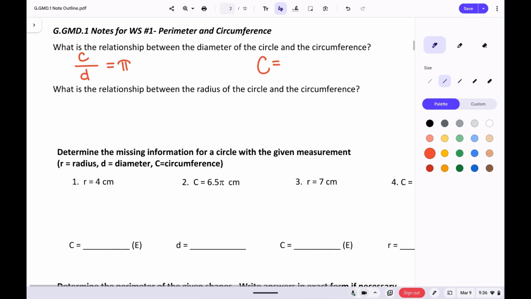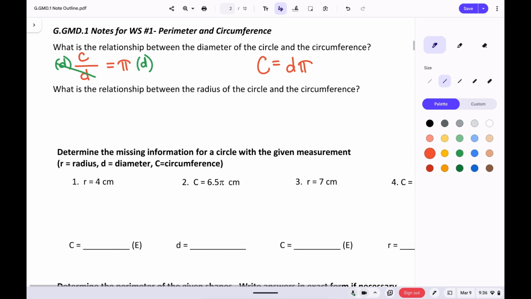How would I get the C by itself on that formula? You would multiply by the diameter on both sides? Is that what you're saying? Yeah, because I would take this side times D so that they cancel, and I would take this side times D. So she said diameter times pi. So your circumference, one way to find it would be to take the diameter of the circle times pi.